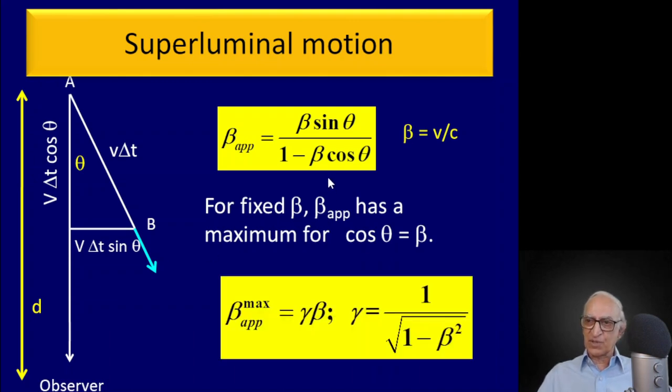Then, if you substitute that, you find that the maximum value of this apparent velocity of the blob in the sky is gamma times beta, where gamma is 1 over square root of 1 minus v squared by c squared. When v becomes comparable to c, gamma becomes very large. Gamma of a relativistic particle can be 1,000, it can be 1,000,000, it can be 10 to the power 9, depending on how close the speed is to the speed of light. Therefore, the apparent velocity can be very, very large indeed compared to the velocity of light.